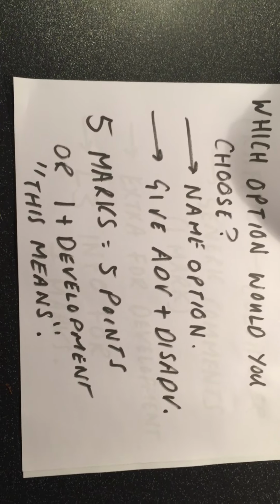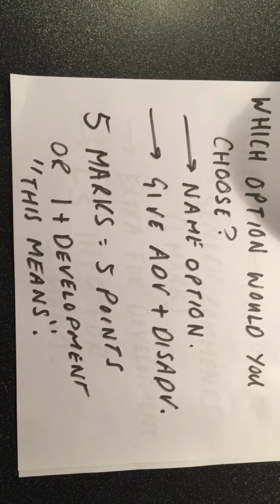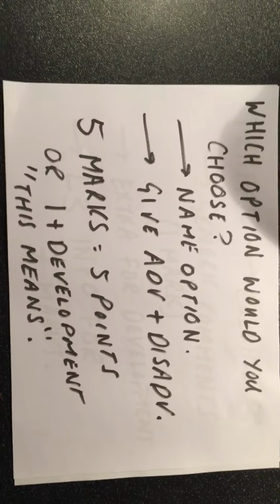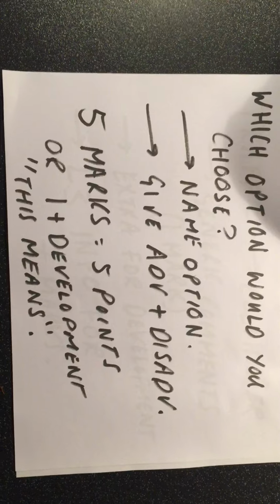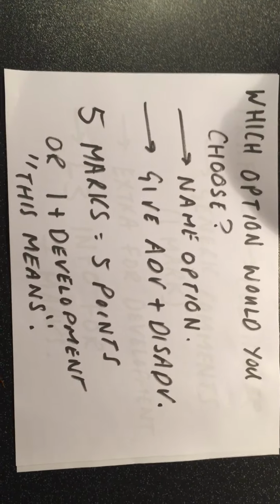Now, it's a 5-mark question, so you could get 5 marks for giving 5 points, or you could give 1 point, and then you could develop that point in order to get you the extra mark. And I've put "this means" and "therefore", the sort of key connectives that you need to be using, to explain in a bit more depth and detail.